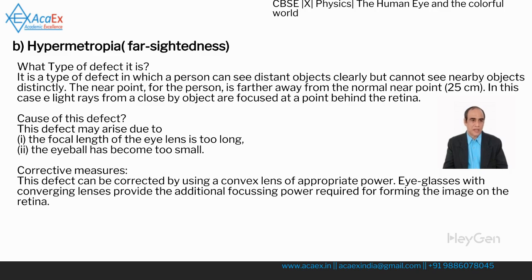Hypermetropia, or farsightedness, is a defect where distant objects are clear, but nearby ones are not. This occurs when the eye's focal length is too long or the eyeball is too small, causing light to focus behind the retina. Corrective measures include using convex lenses to adjust the focal point onto the retina.